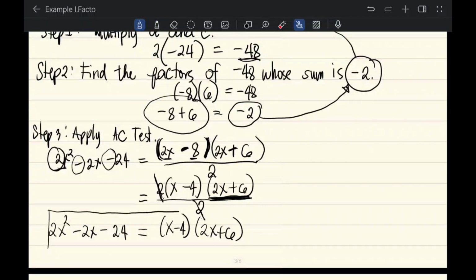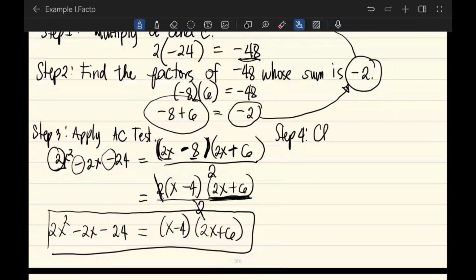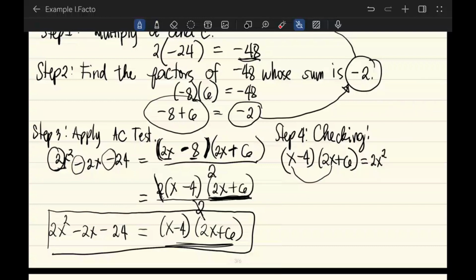Now let's check if our answer is correct. Step 4, the checking. Let's multiply the factors. x minus 4 times 2x plus 6. Using FOIL method again. So x times 2x, that is 2x squared. Outer, x times positive 6, that is positive 6x. Inner, negative 4 times positive 2x, that is negative 8x. Last, negative 4 times 6, that is negative 24.